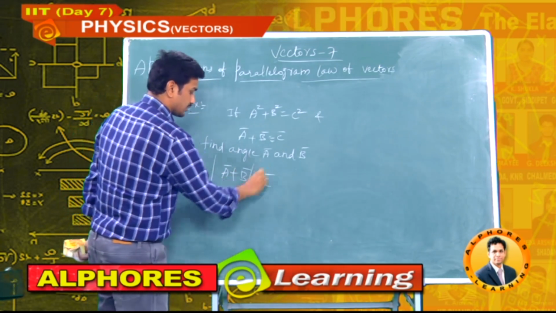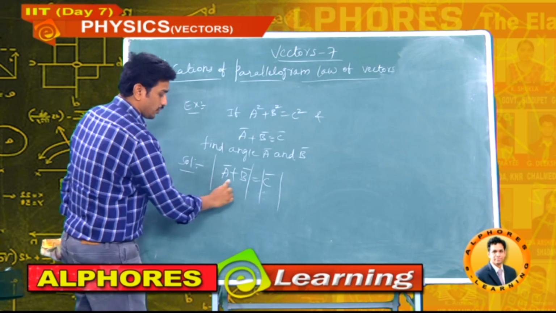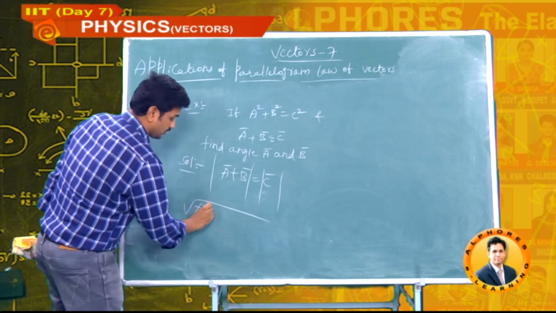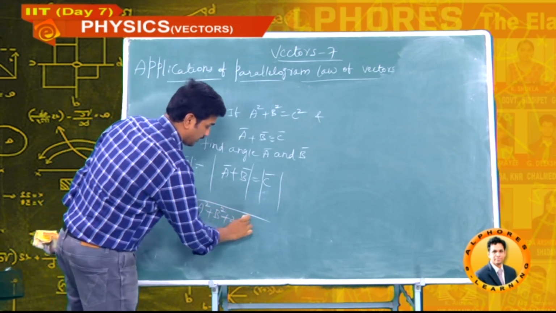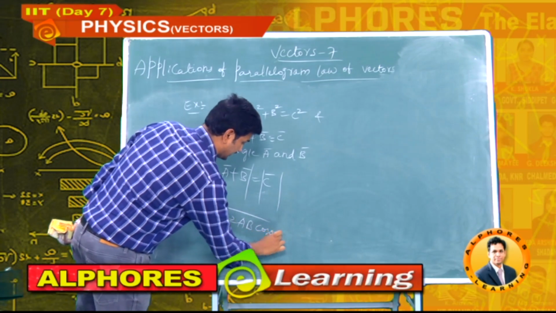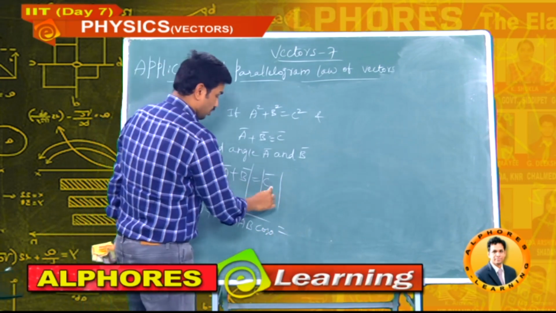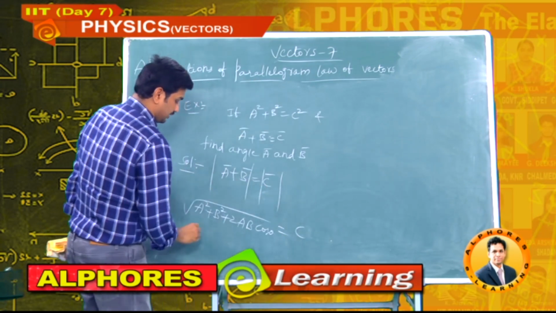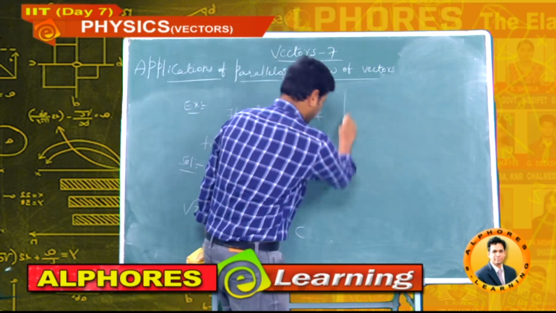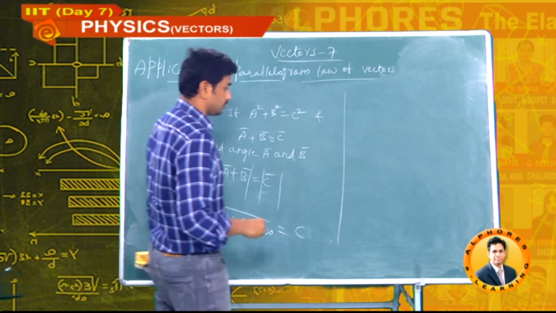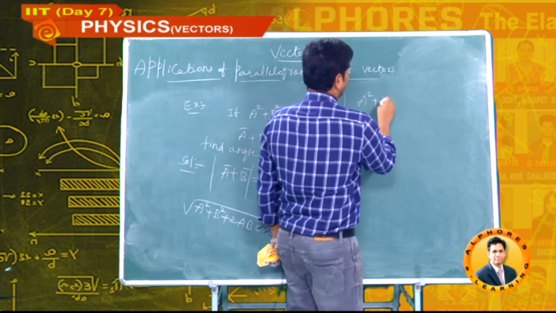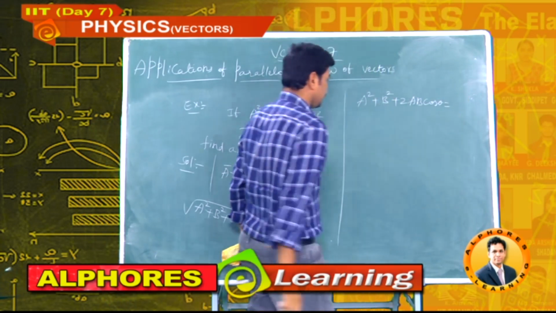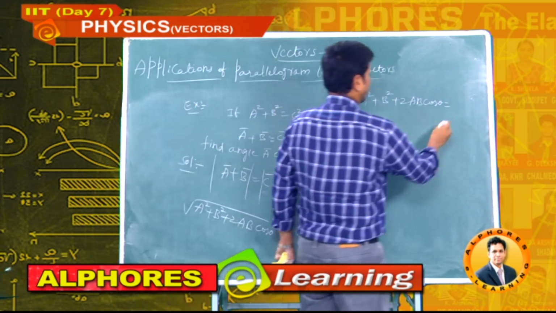Now A bar plus B bar is equal to C bar, given in the question. Can I apply mod on both sides? What is the mod of A bar plus B bar? What is the answer? Parallelogram law of vectors: root of A square plus B square plus 2AB cos theta, that is equal to mod C bar, which is C. Vector magnitude is a scalar. Now see, squaring on both sides. After squaring, the root is gone. A square plus B square plus 2AB cos theta is equal to, this side square is C square.